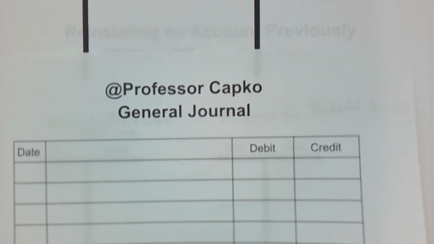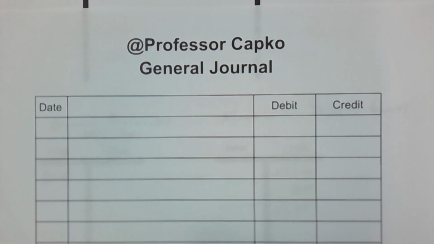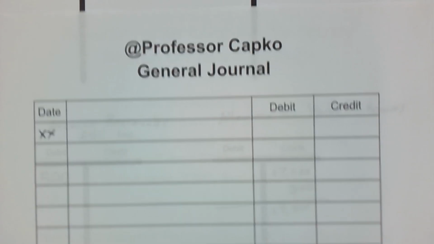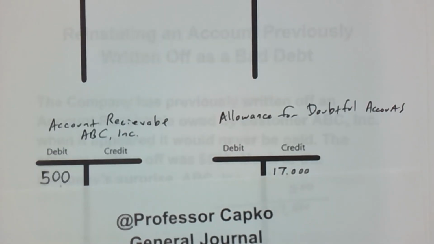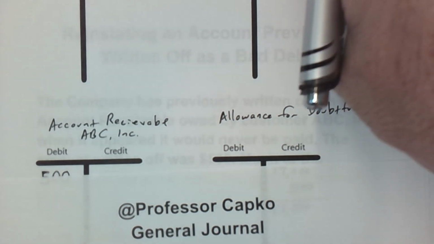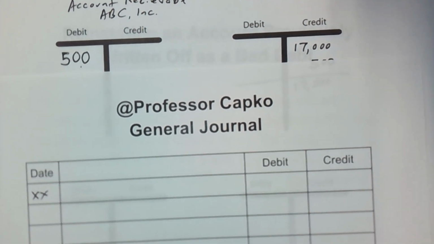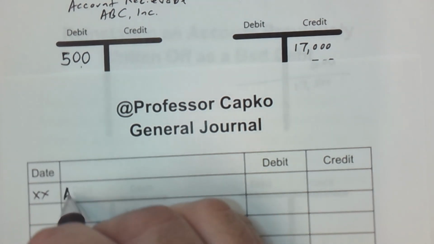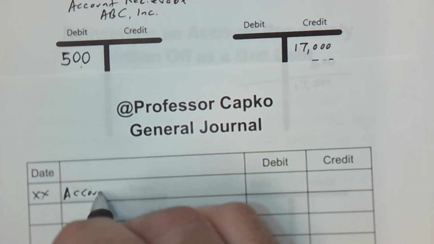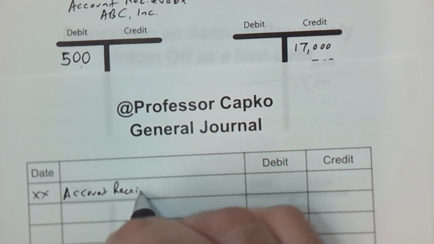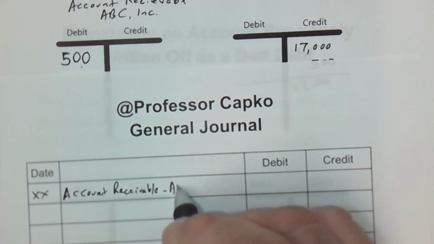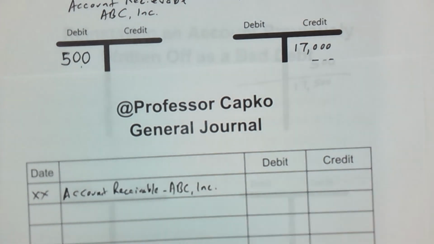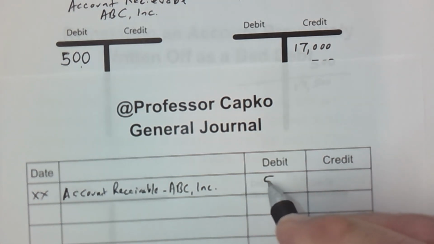I'm going to do it in a general journal, and in that you would put in the date, whatever the date in particular is, and we always start with debits. Our debit is to the account receivable for ABC Inc. So I'm going to slide this up so we can see both at the same time, and I'm going to debit, and we always have that on the left-hand side here, the account receivable, and this is for ABC Inc.